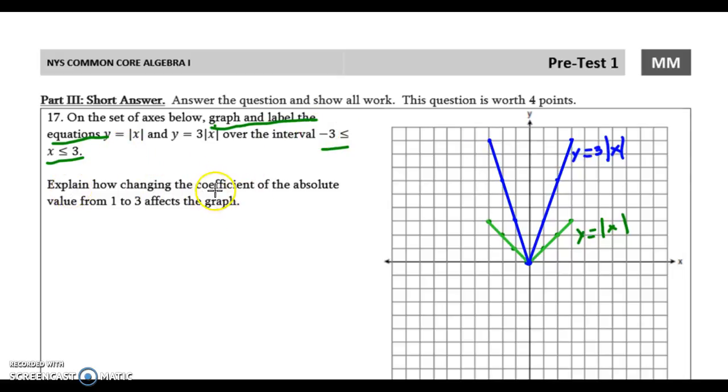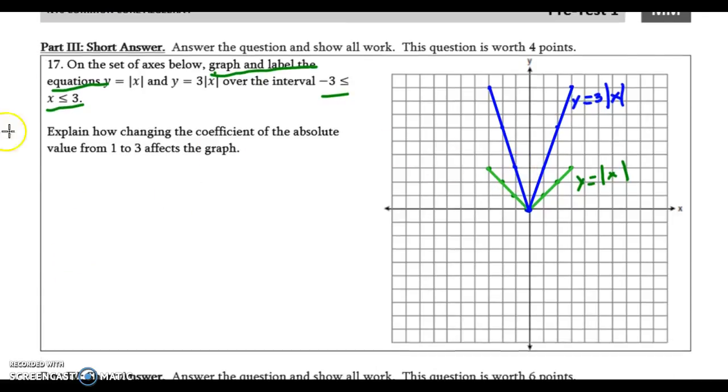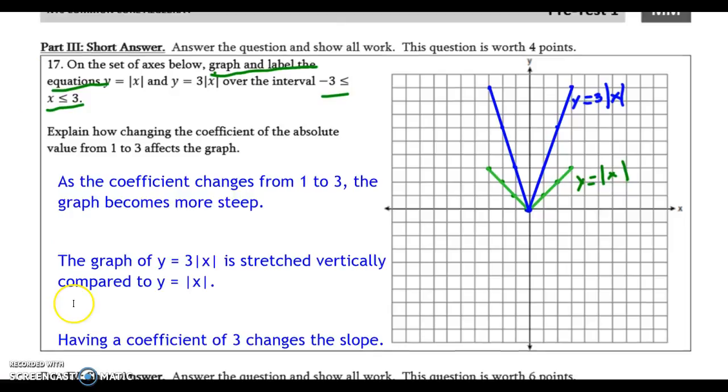Now I have to explain how changing the coefficient of the absolute value affects the graph. Well, it looks like it's making the graph more steep. It's changing the slope. It is elongating or stretching the graph. All of these are acceptable answers. I'm going to write down a couple of acceptable answers for you here for you to look at. All right, many of these answers would be acceptable.